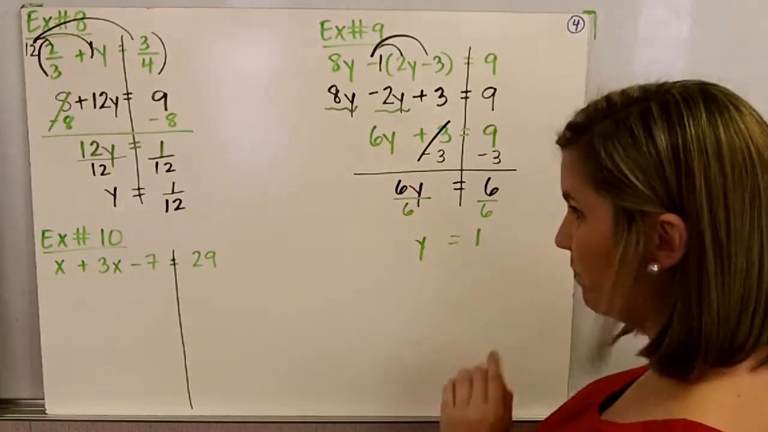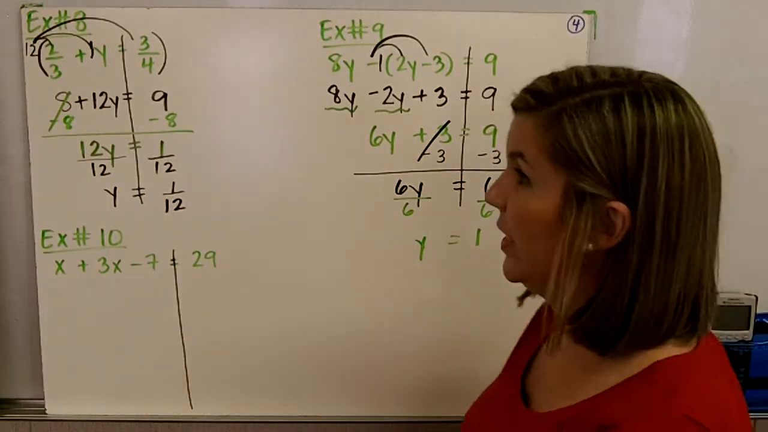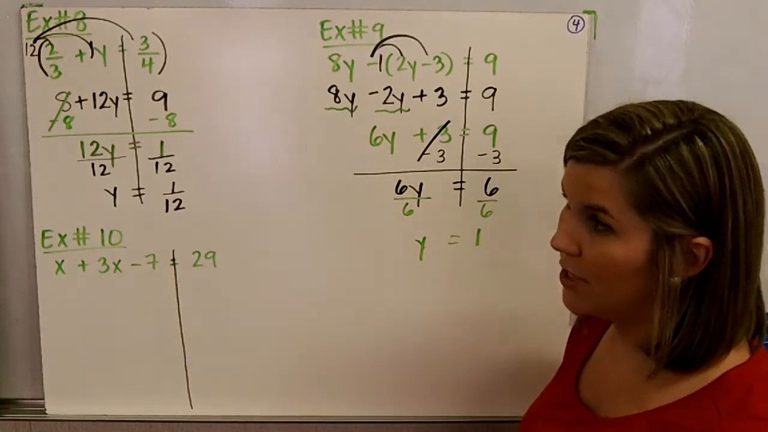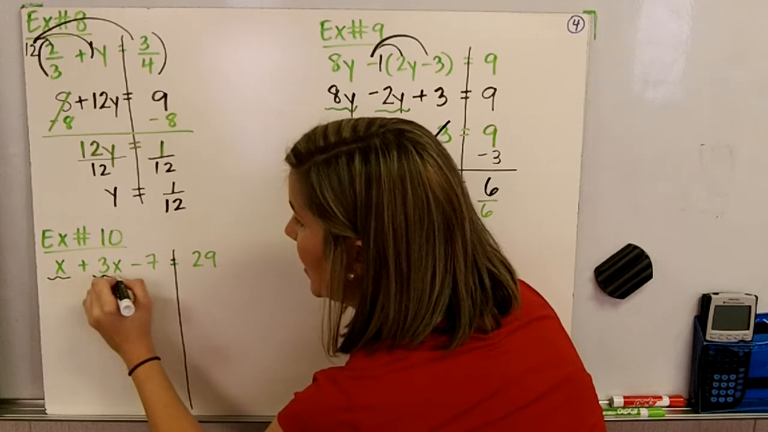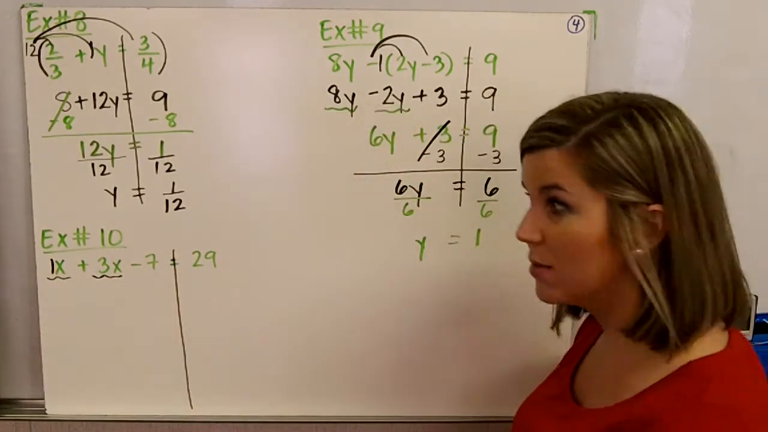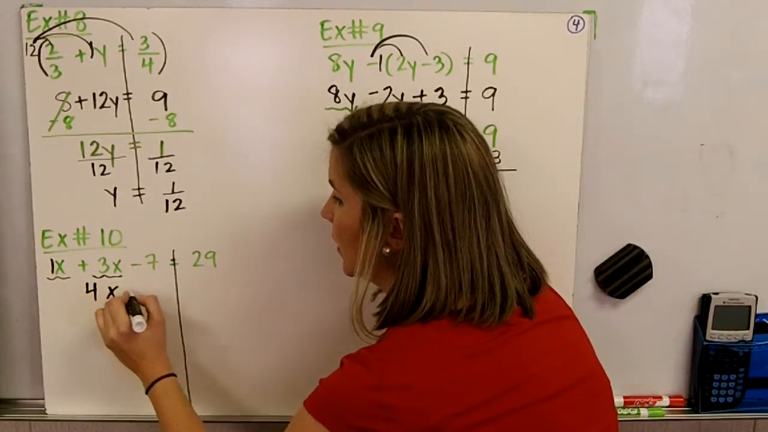Sorry, example 10. Alright, there's no parentheses, there's no fractions. Combine like terms. I have 3x plus x. There's a 1 right here. 1x plus 3x is 4x.